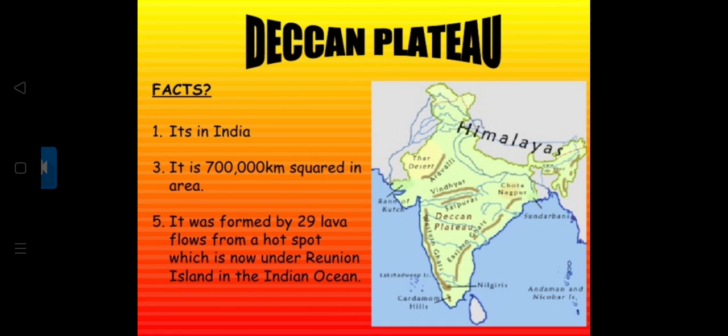Facts, the Deccan Plateau. Now if you look, it is in India. We have studied about different types: Chota Nagpur Plateau, Malwa Plateau, Deccan Plateau. We all know about this in our junior classes. It is 7 lakh kilometers spread in area. It was formed by 29 lava flows from a hotspot which is now under Reunion Island in the Indian Ocean.